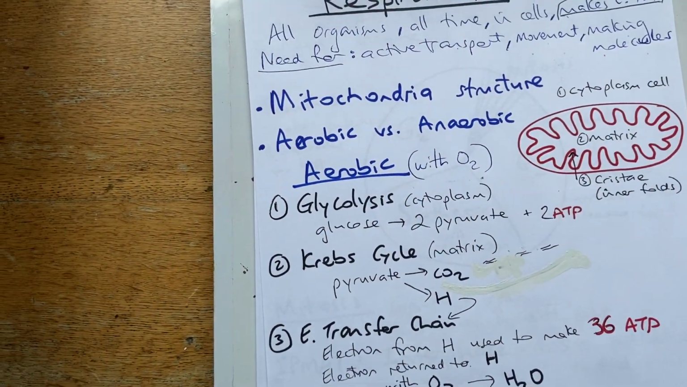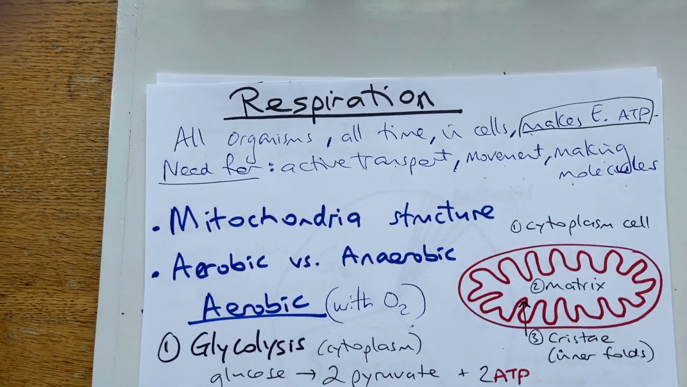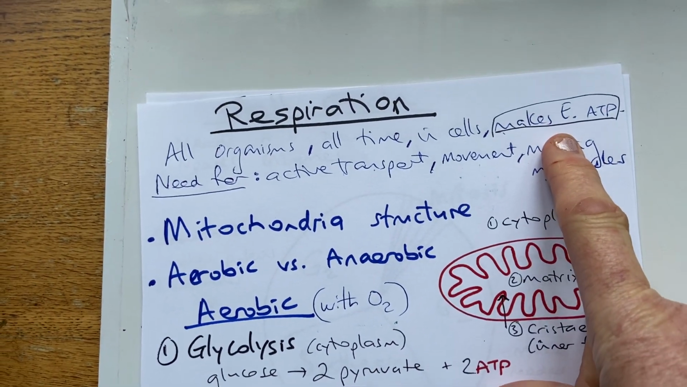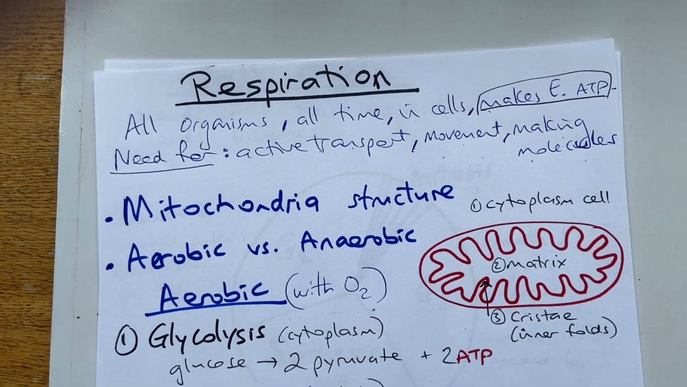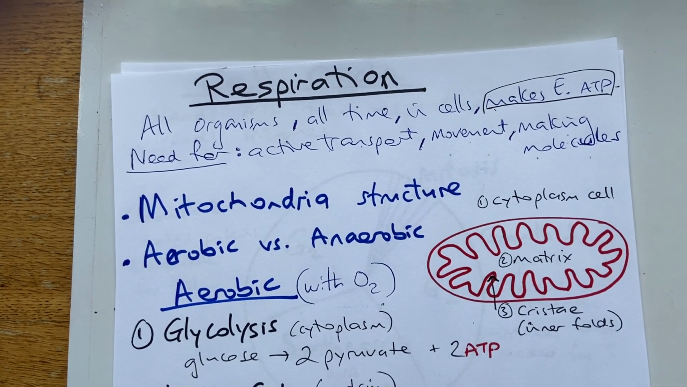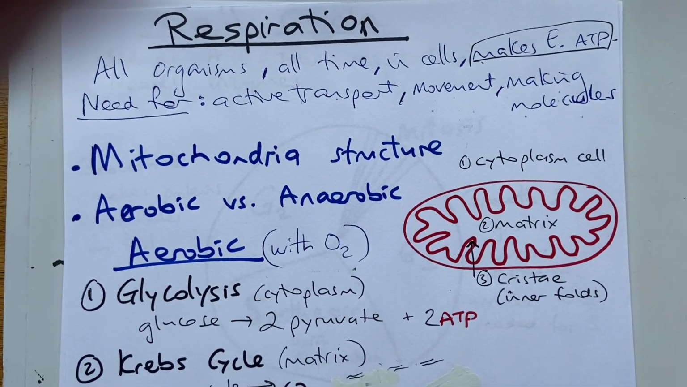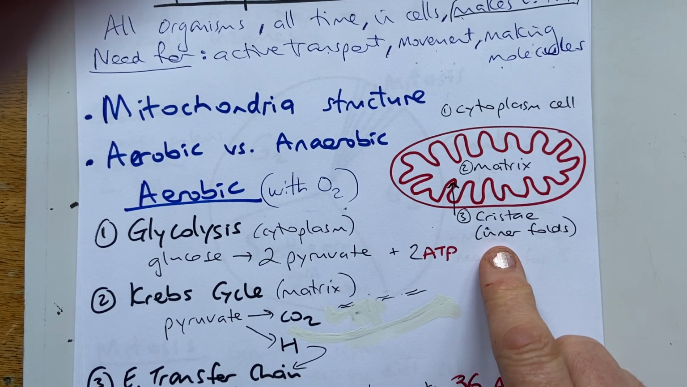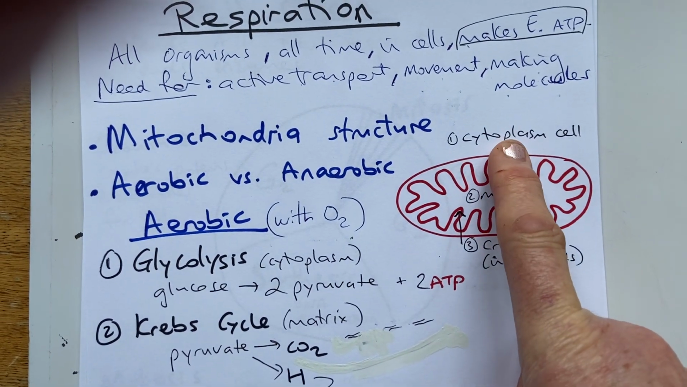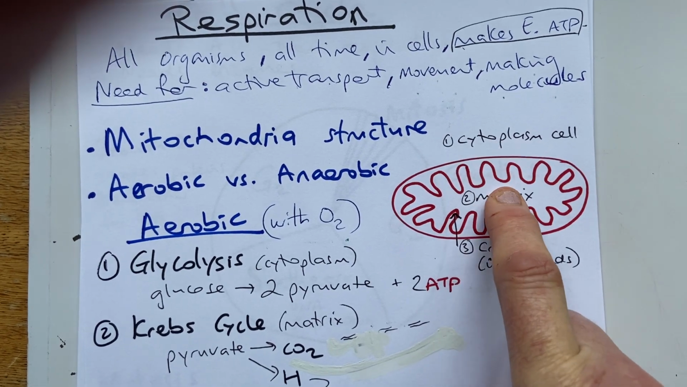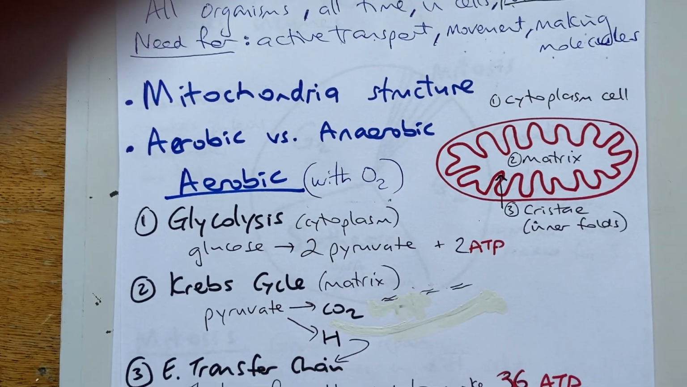On to respiration. Okay, so again, remember what the big overall idea is. We're trying to make energy, and we're making energy from the glucose. It happens in organisms all the time, and we use lots of it for active transport in our cells, for movement, and for making molecules, proteins and things. You need to know the structure of the mitochondria, and remember that the very first step happens in the cytoplasm of the cell before it even gets into the mitochondria. And you need to know the difference between aerobic and anaerobic respiration.